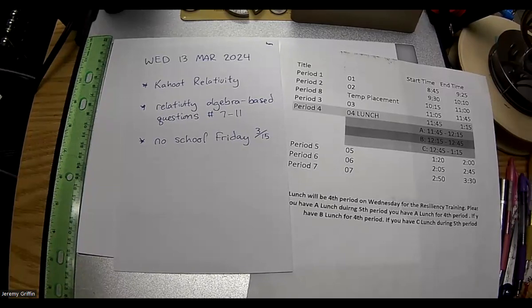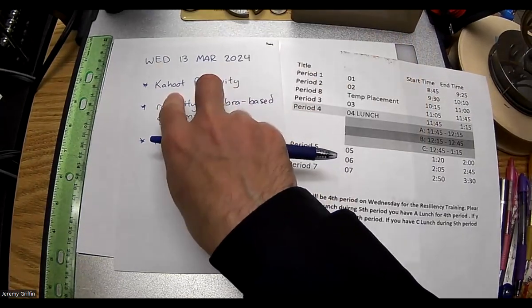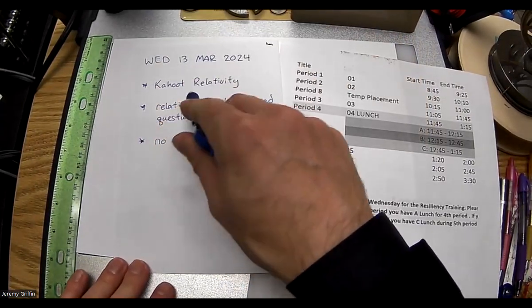Recorded is rolling. It is Wednesday, March 13th. A bunch of guys just signed on to Kahoot. We're going to flip over and do that real fast.